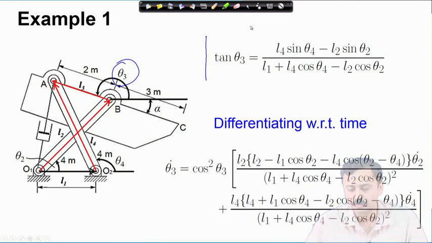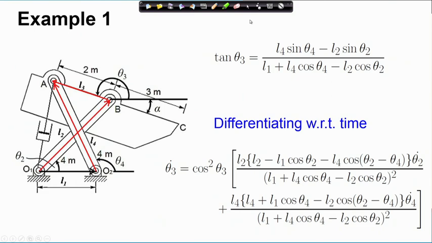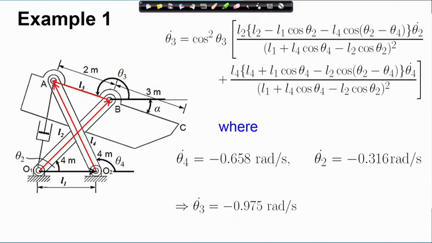If you differentiate this with respect to time, you get a complicated expression which is doable, but it is a little lengthy. In that, you involve theta 3 dot, which we want to find out, theta 2 dot and theta 4 dot, and the joint angles theta 2 and theta 4. We have already found out theta 2 dot and theta 4 dot. Therefore, by just substituting these expressions and the joint angles which we already know, we find out theta 3 dot.